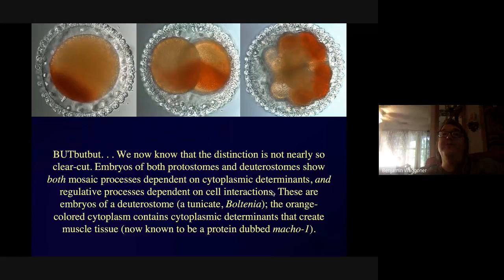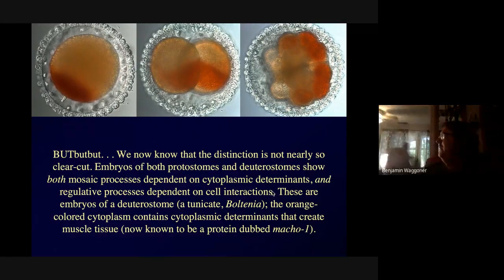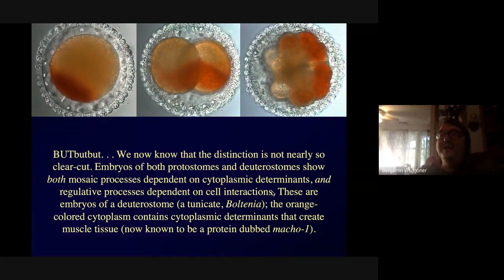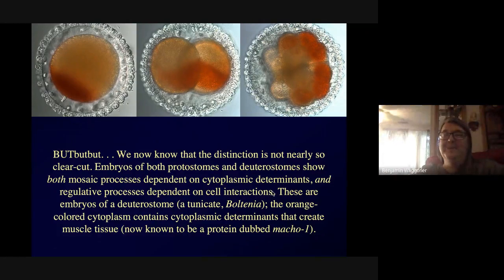Because that orange pigment is now known to be a protein, and because it's responsible for developing muscle, somebody named the protein Macho-1. So there, cue the Village People song, if anybody remembers that. You know, Macho, Macho Man, there we go. Or Macho, Macho, tunicate. It's all in that orange-colored protein.